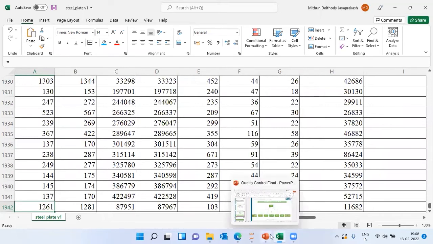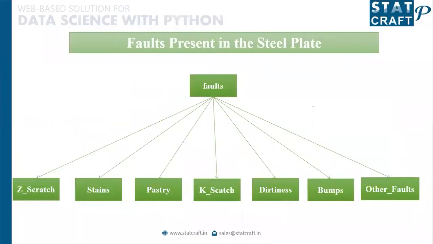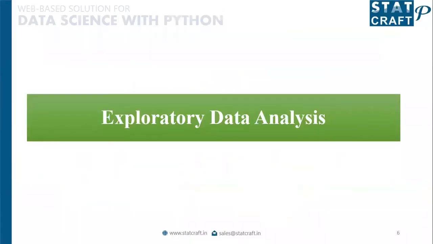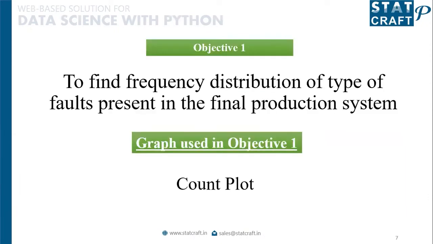Let me go back to the PowerPoint presentation now. One of the first things that we do, even before we jump into machine learning, would be to perform EDA, or what is called exploratory data analysis. What is the objective that we have? The objective here is to find the frequency distribution of the type of fault present in the final production system. The technique that we will be using here is called a count plot.